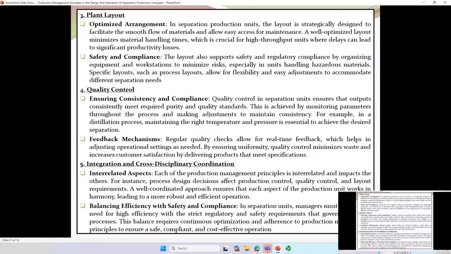So, layout. In a separation unit, the layout is strategically designed to facilitate smooth flow of material and allow easy access to maintenance. Now I want to ask you, in production units, why is it that the storage unit is always outside the company and not inside? Did you notice that? When you enter a particular company, the first thing you will see is a warehouse. Do you notice that? Yes. Why is it that it is not at the back? That's the work of layouts.